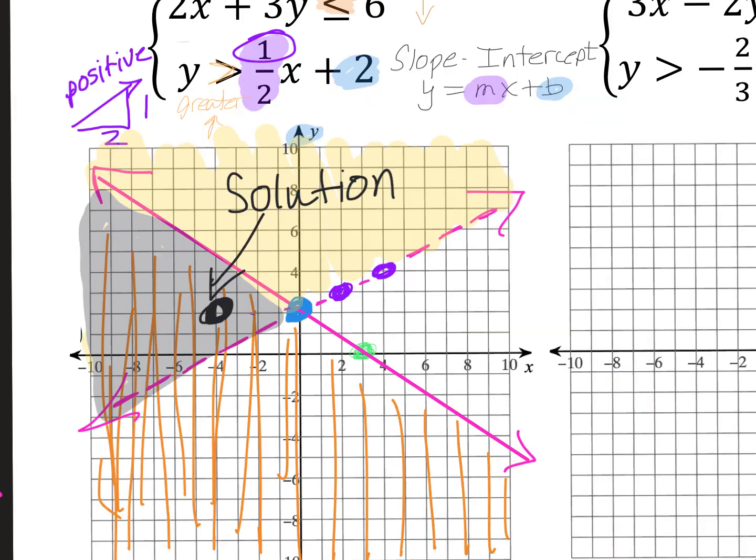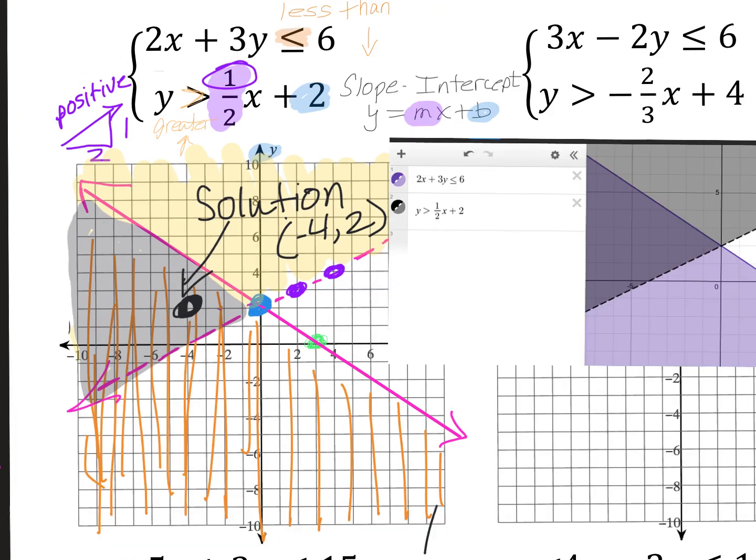So again, one solution is right there, but I could have chosen any coordinate that falls within that shaded region. I just chose this one because, well, that was just the one that jumped out at me.